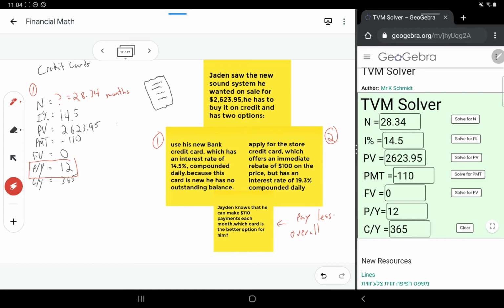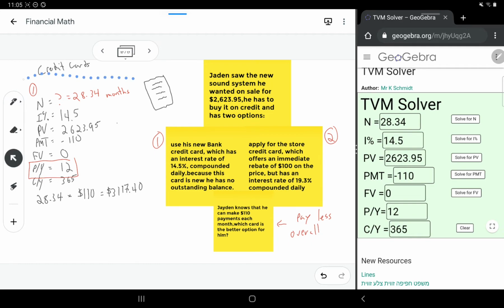So how much money was actually spent there? Well, we know that it's going to take 28.34 months, and that each month they pay $110. So if we multiply those, we should get the amount that we are actually spending in total, right? So 28.34 times 110, we get $3,117.40. Awesome. So that's card 1. That's how much we're spending with card 1.